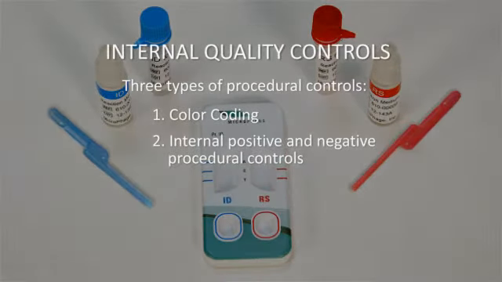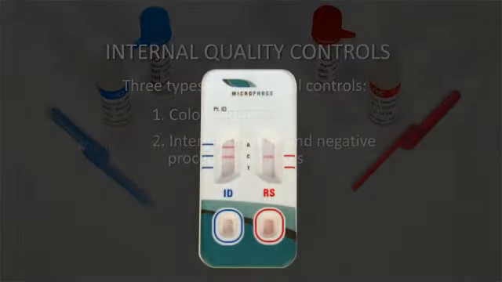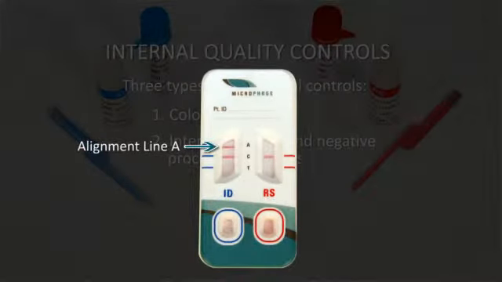Internal positive and negative procedural controls. Each test includes 2 internal positive procedural controls that result in 2 types of control lines. The alignment line A indicates that the blue ID and the red RS reagents were dispensed into their corresponding blue and red ID and RS sample wells. When correctly applied, the alignment line A develops in the blue ID read window of the test.